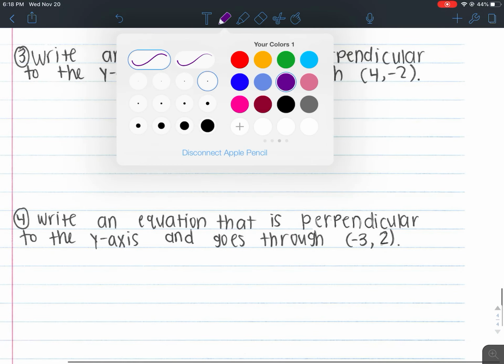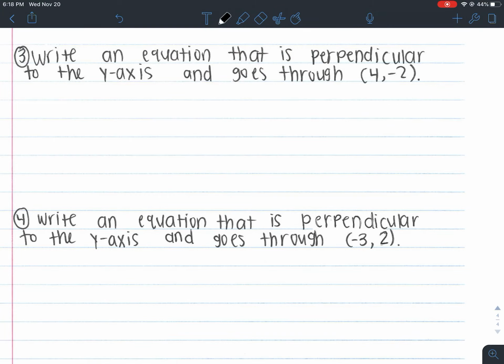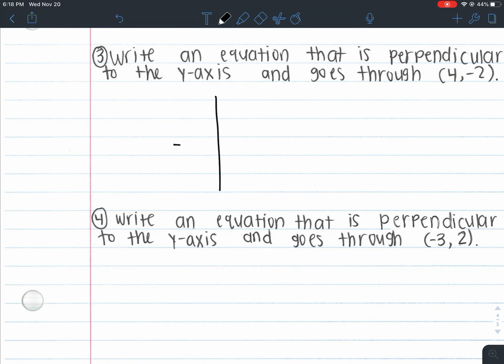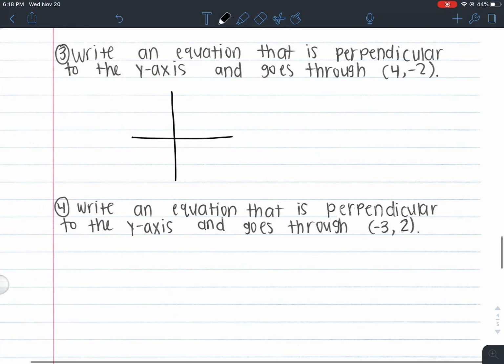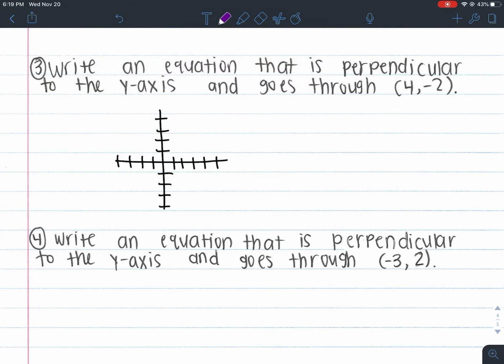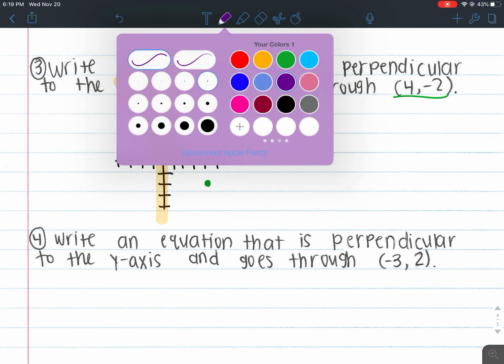All right, moving on. Number 3, write an equation that is perpendicular to the y-axis and goes through 4, negative 2. So we're going to go ahead and draw our graph again. Because it says y-axis, so it's like, okay, let me visualize this so I can see it a little bit better. I want it perpendicular, right? So we want to make sure that we do that. And we want it perpendicular to the y-axis. So let's plot our point 4, -2. Oops, that's 5, -2. 4, -2.